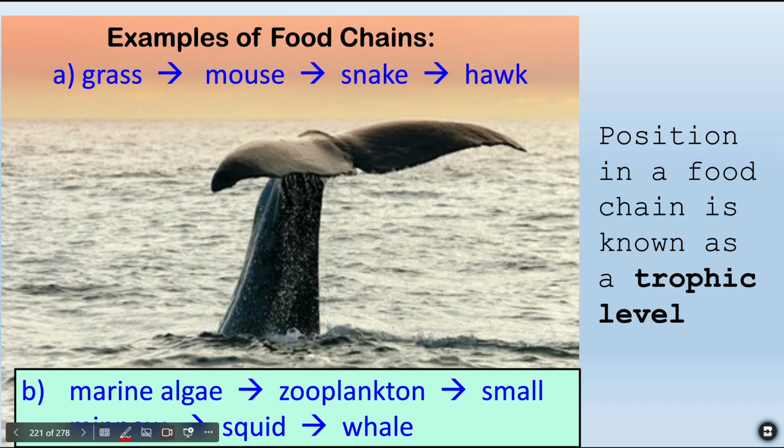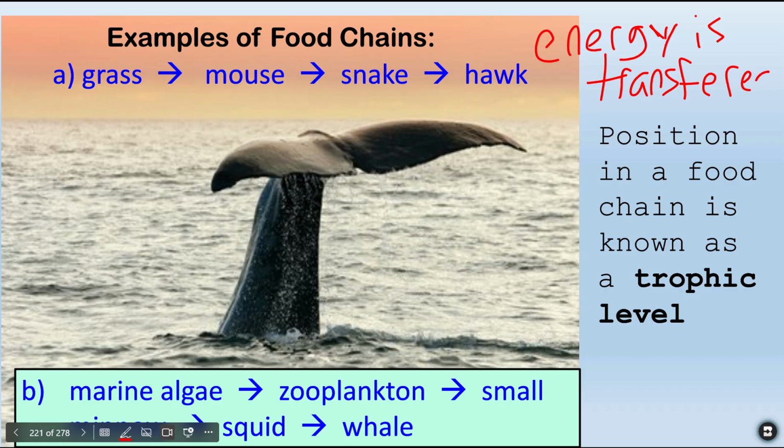So, for example, we look at this very first food chain on top. We have grass that is eaten by a mouse, mouse that's eaten by a snake, and snake that's eaten by a hawk. We are looking at how energy is transferred. The arrows represent energy movement.